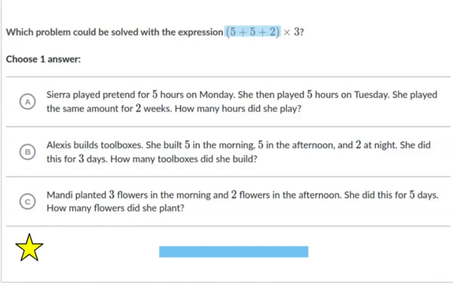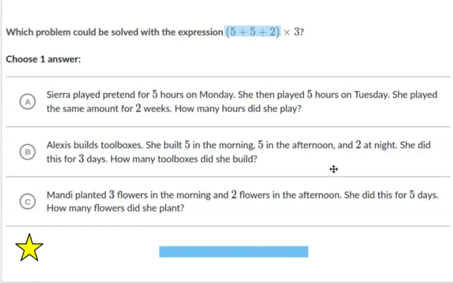And use those comprehension skills from ELA to help you with math. So taking a look at answer choice A. Sierra played pretend for 5 hours on Monday. She then played 5 hours on Tuesday. She played the same amount for 2 weeks. How many hours did she play? Well, I see that she's playing a little bit on Monday and a little bit on Tuesday, but it wouldn't make sense to add hours and days because I see weeks, because I see that the 2 is represented with weeks. And I never once see anything being tripled or multiplied by 3 in this problem. So I don't think A is going to be our best choice.